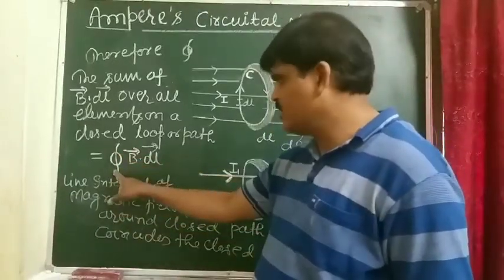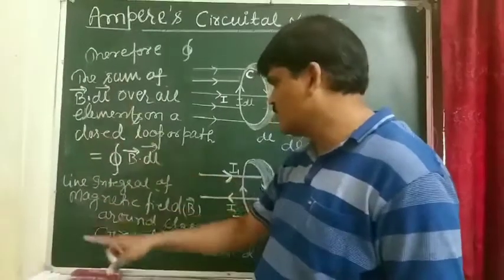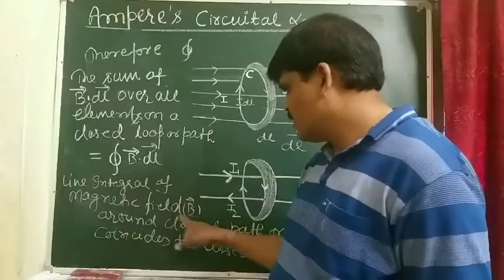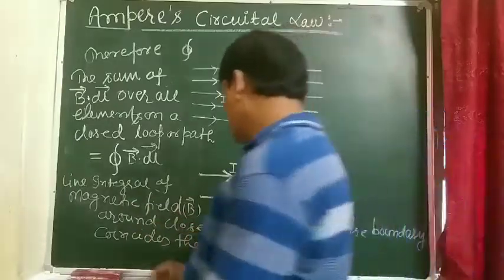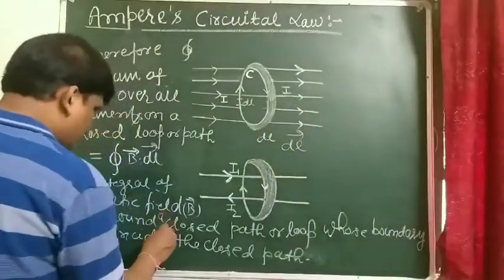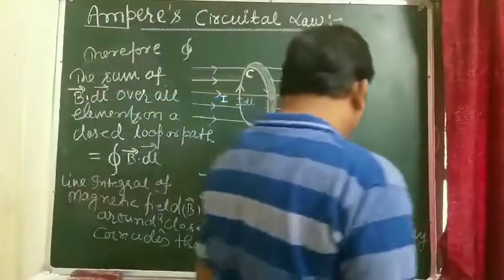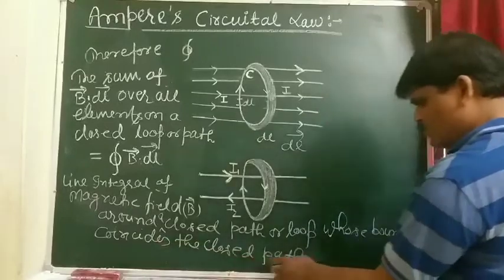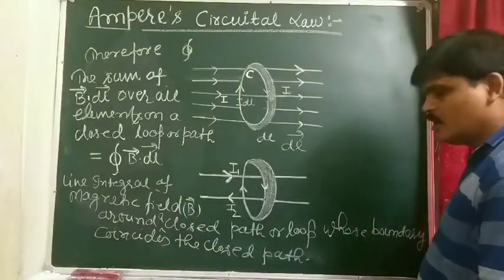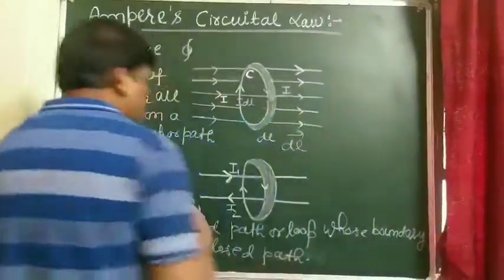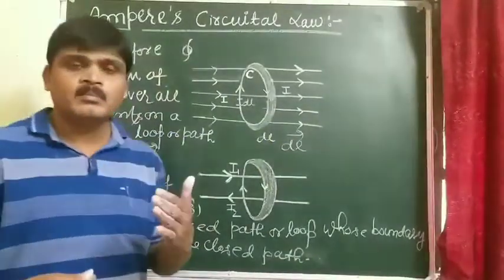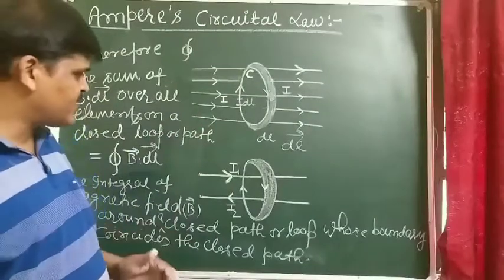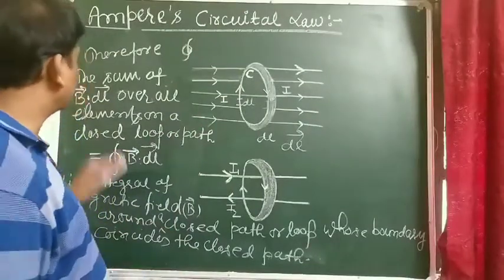This is the integral for a closed path: the line integral of magnetic field B around a closed path or loop whose boundary coincides with the closed path. So what is the actual statement of Ampere's circuital law?